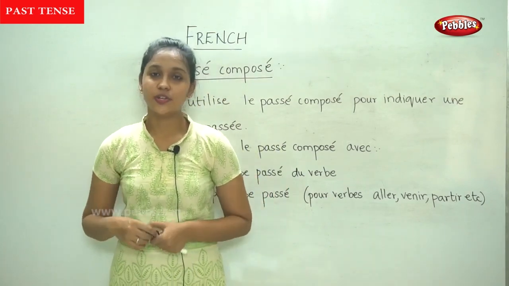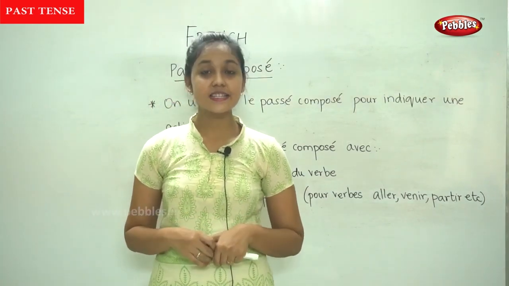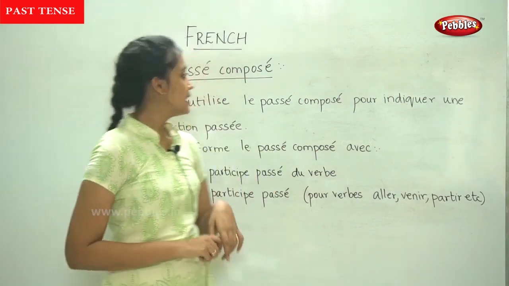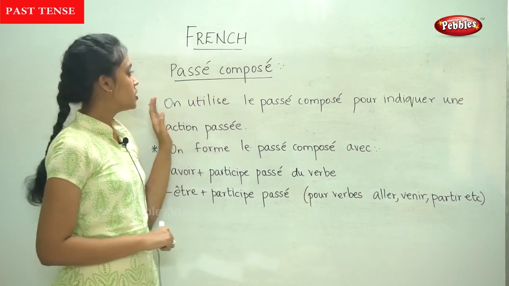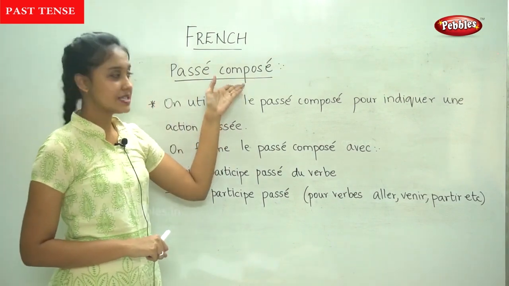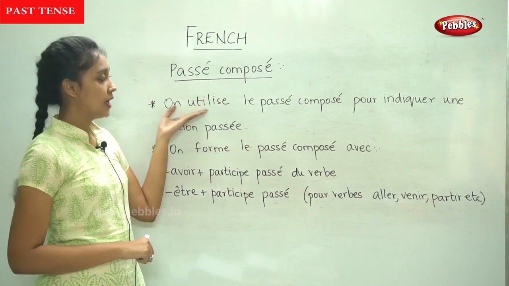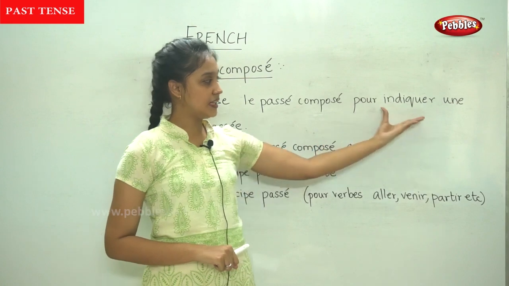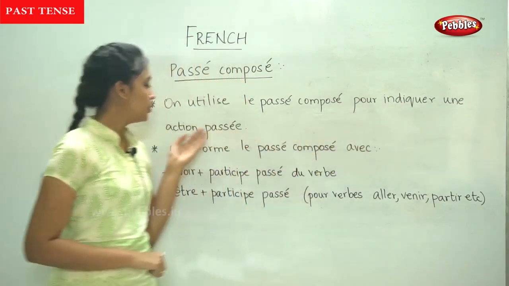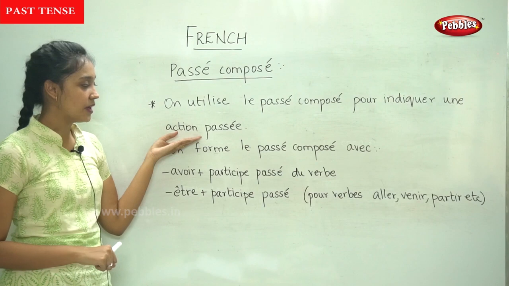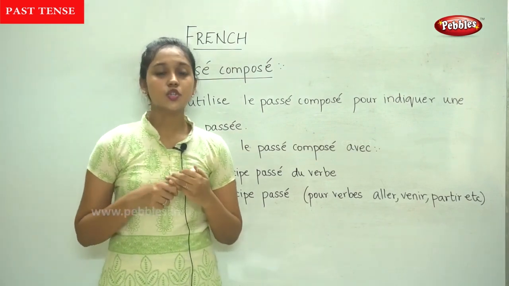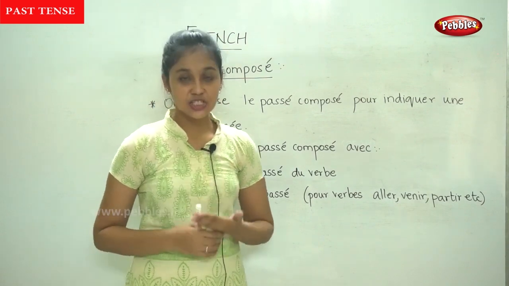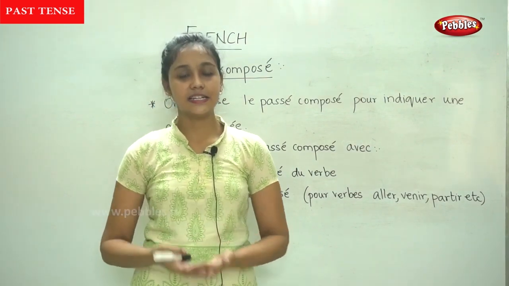Now that you are thorough with the conjugation in the present tense, we are going to learn a new tense today. It is the passé composé. So passé composé is past tense. On utilise le passé composé, the past tense, pour indiquer une action passée, to indicate that an action has passed. So we use passé composé to indicate that a particular action has already been done.